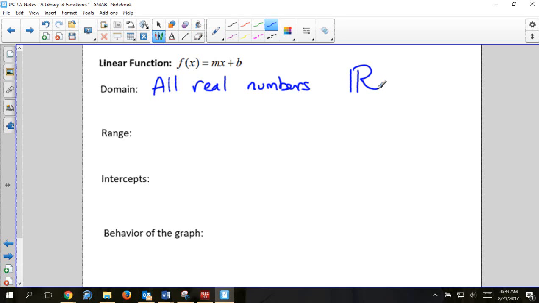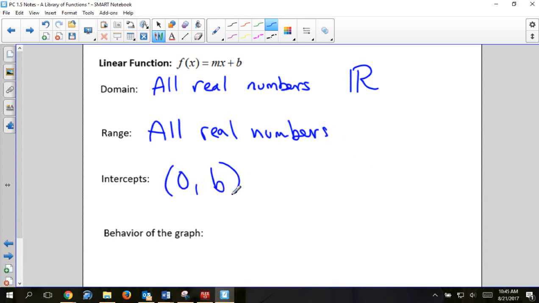All right, range. I've got my line right here, and the range is from down to up. How far? All real numbers. It's going to go all the way down to negative infinity, all the way up to positive infinity. Doesn't stop. So all real numbers. Or you can write that symbol. You should know an intercept when you see y equals mx plus b or f of x equals mx plus b. What intercept is it? The y-intercept, yeah. 0, b. There is an x-intercept. We're not going to write that down right now, but there is one.